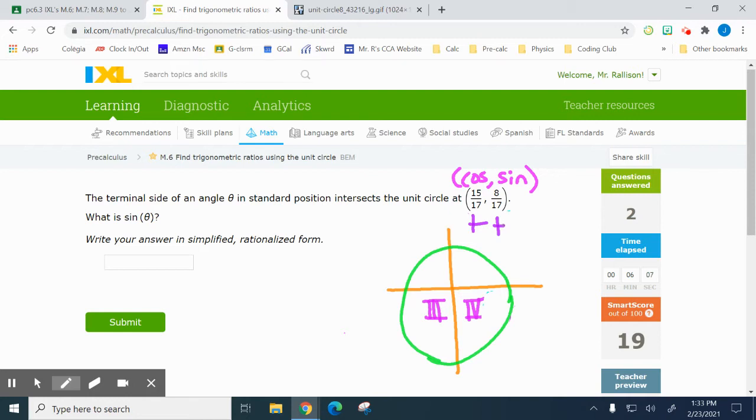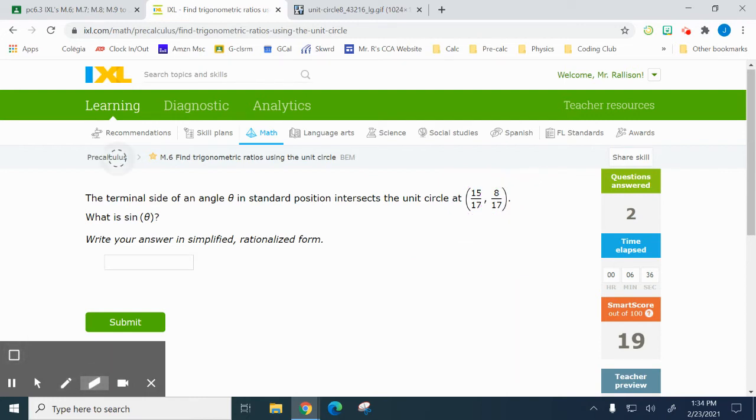If this said 15 over 17 and then it had a negative right there, so that the x would be positive and the y would be negative, that would put it down somewhere there in quadrant 4. And all you would still do is they would say, what's the sign of that? And you would enter that coordinate, and that's all you do there. All right? So that's M.6. Now we'll go back and see if we can get M.7.